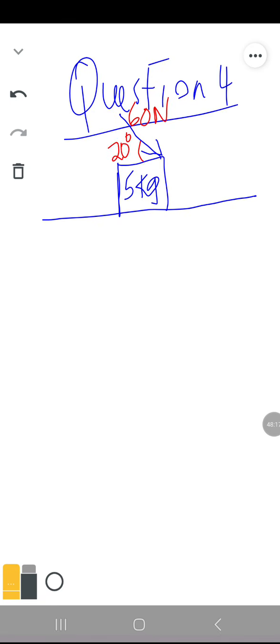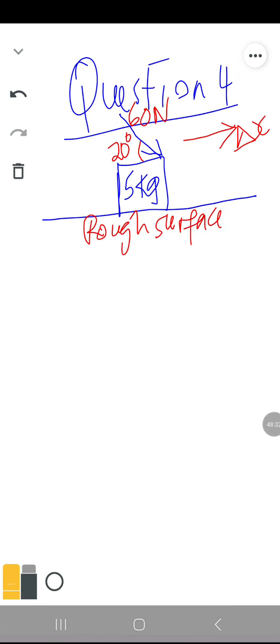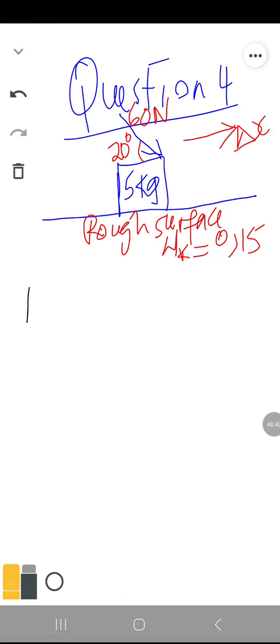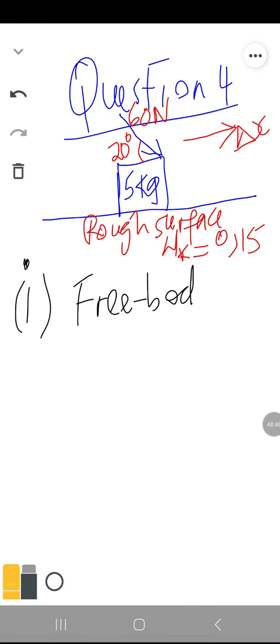Let's assume that the object is moving to the right. The direction of motion is to the right. My surface is a rough surface. Remember, it's a rough surface, and my coefficient of friction is 0.15. Now, first, we draw the free body diagram.